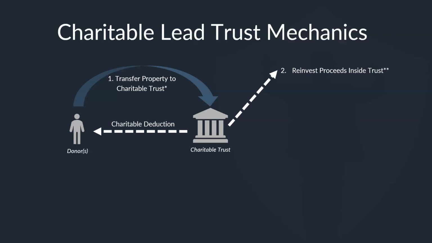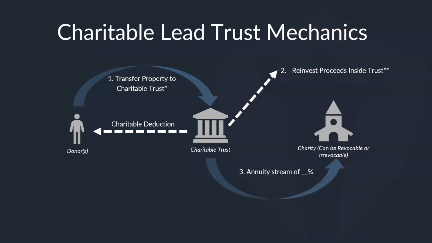That portfolio is going to be used to pay an annuity stream during a set period of time to the charity. So that annuity stream, think about that. That's 5%, 6%, 7%, whatever you want to be able to give to the charity now. So if we set this trust up for 10 years, 15 years, whatever that term is, during that trust term, the charity is going to receive that payment.